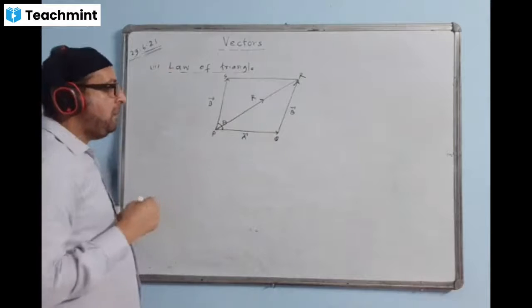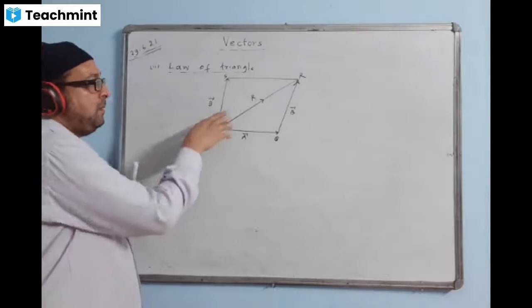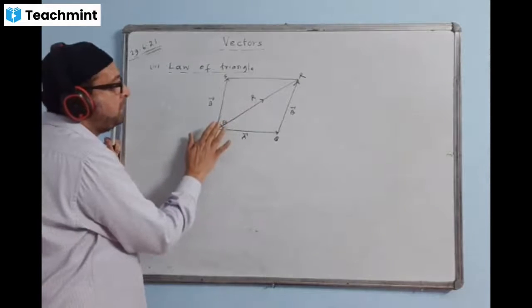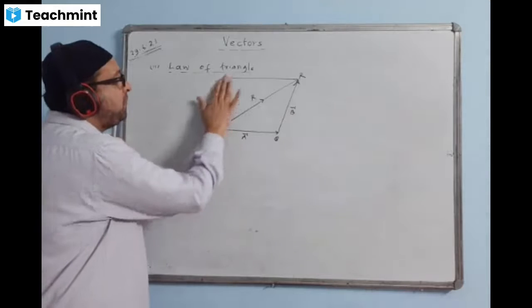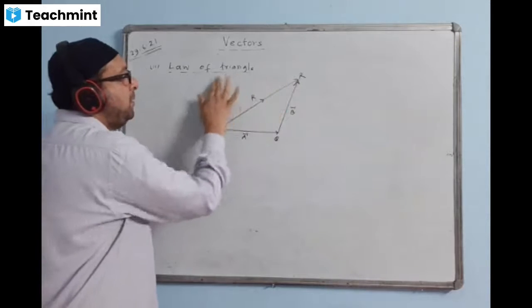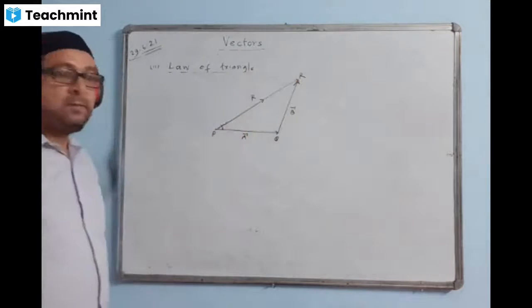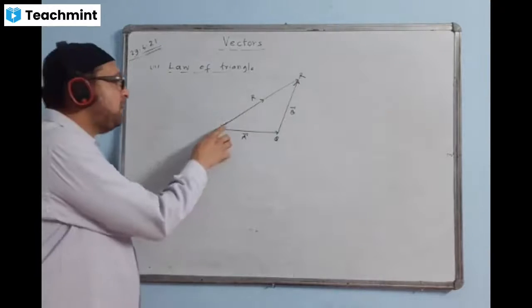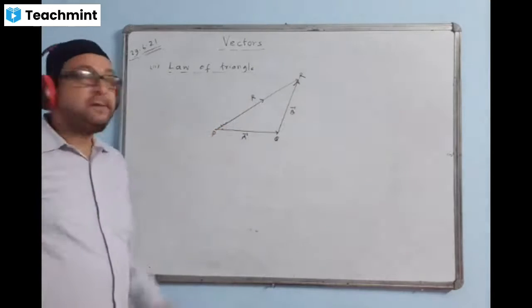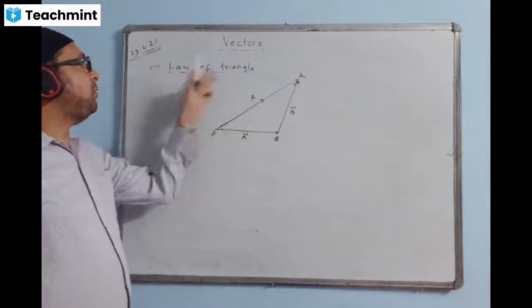And if we remove this part from the parallelogram, look at this. What does it become? It becomes a triangle. And this is what is called the law of triangle.